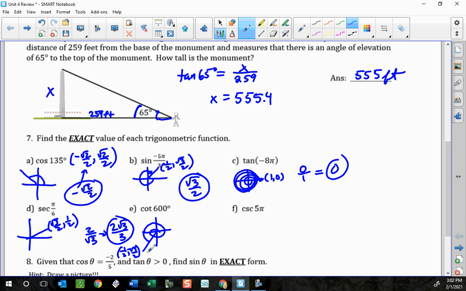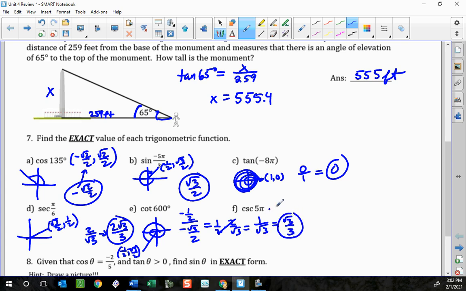And the cotangent is not the y over the x, because that's a tangent, but it's the x over the y. So this will be negative 1/2 over negative radical 3 over 2. So the negatives go away. You get 1/2 times 2 over radical 3. Let's cancel. So I get 1 over radical 3, which rationalizes to radical 3 over 3.